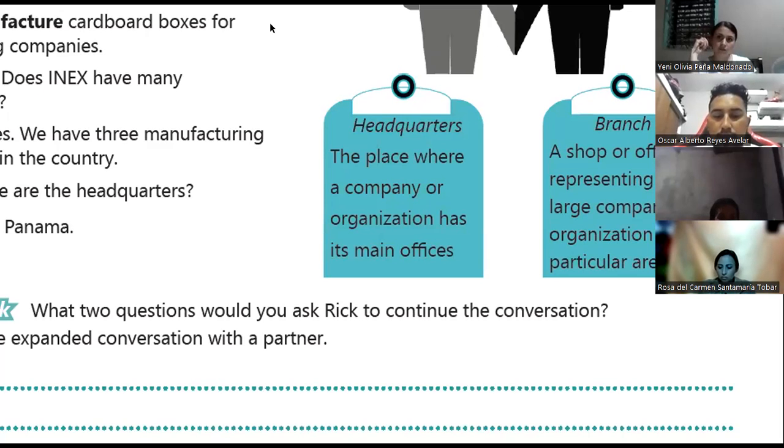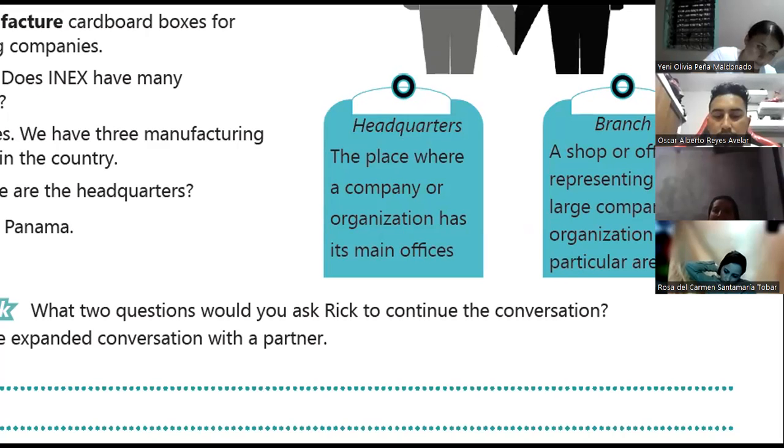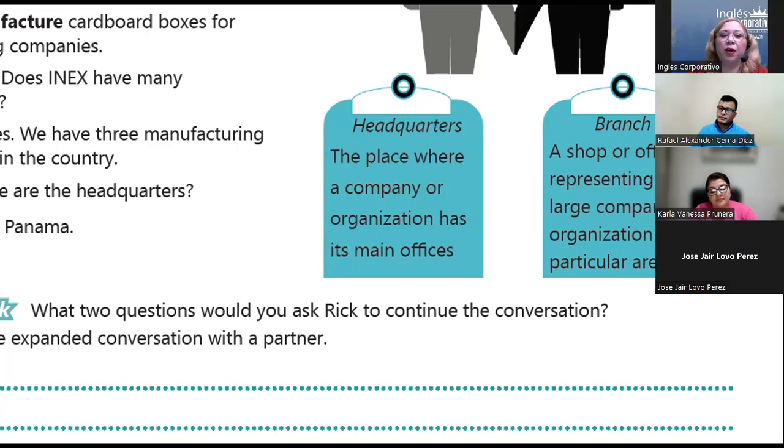Okay. Now, the headquarters, main offices. The branch, a shop or a representation, right? Or office representing the large company, right? There you go. You got it? Is there any question so far?